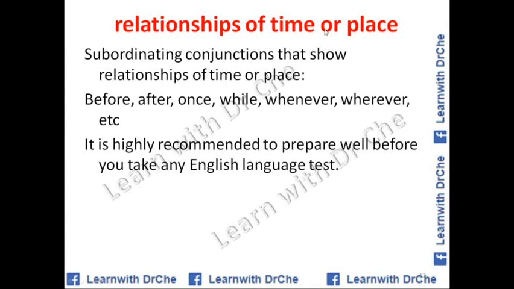Relationships of time or place. Subordinating conjunctions that show relationships of time or place, for example: before, after, once, while, whenever, wherever. It is highly recommended to prepare well before you take any English language test. Here we are using "before" as a relationship of time. All of these conjunctions that I am teaching in this class can be used to make complex sentences.